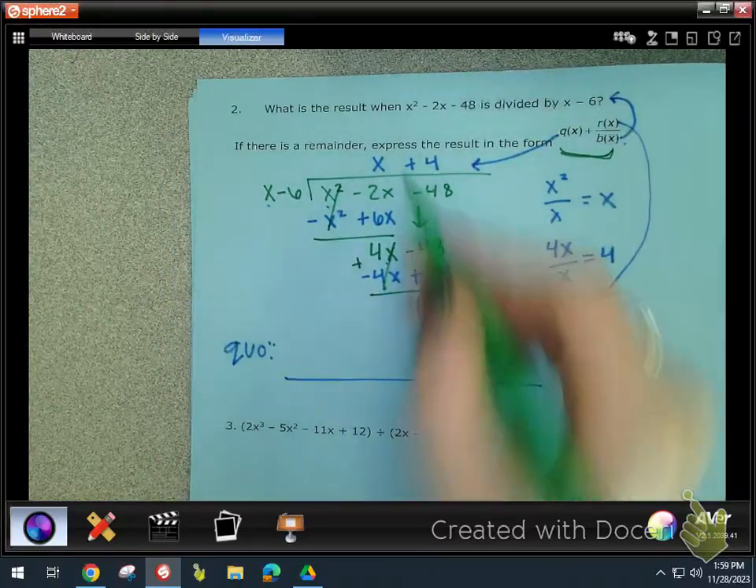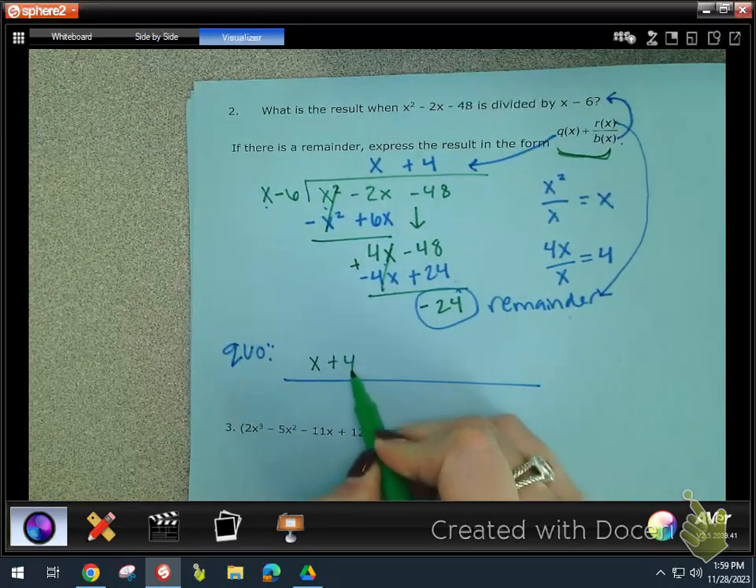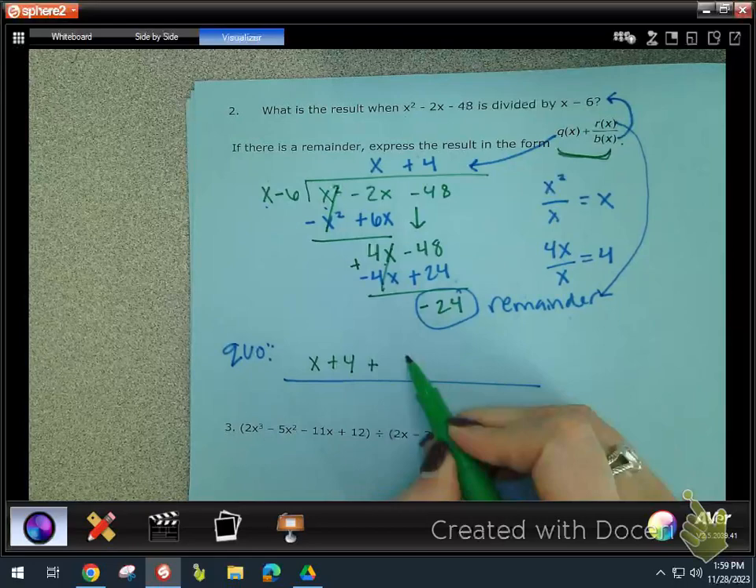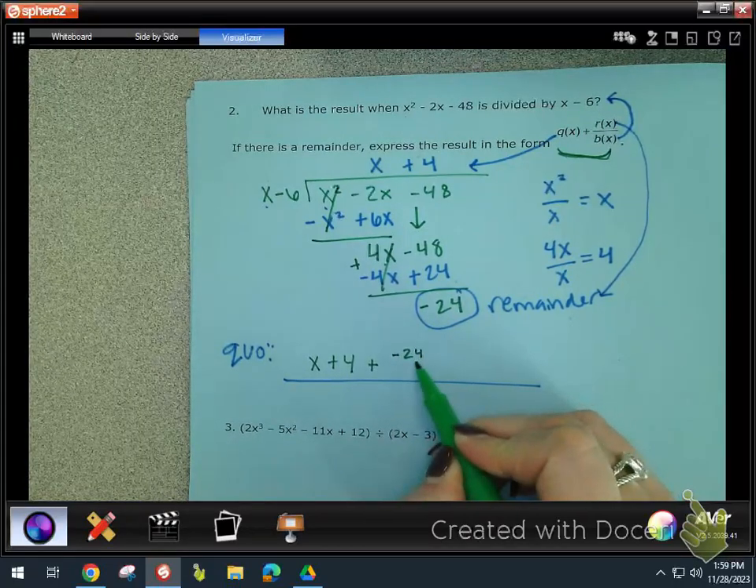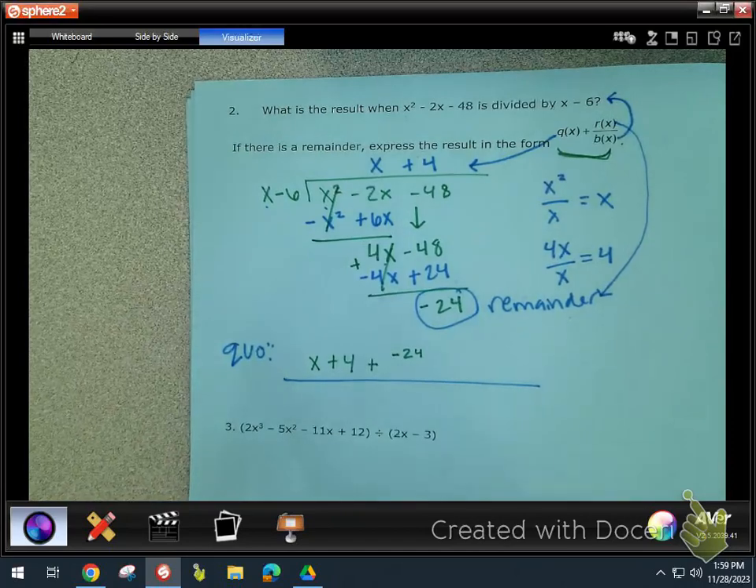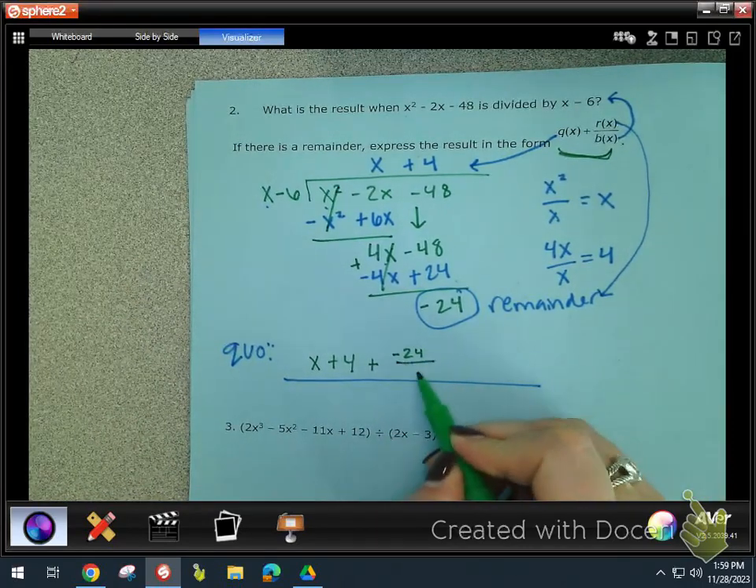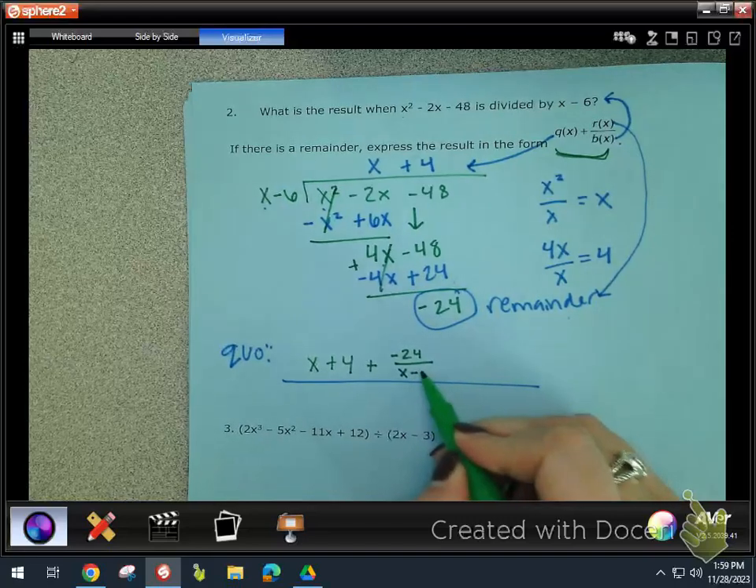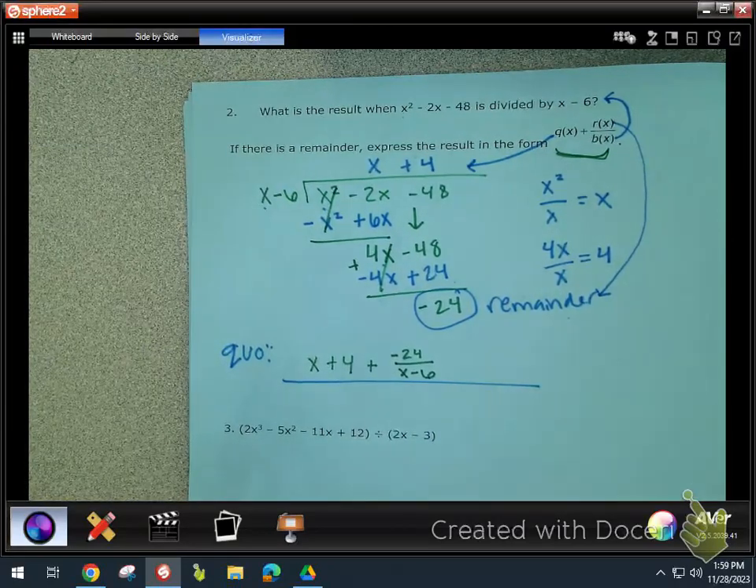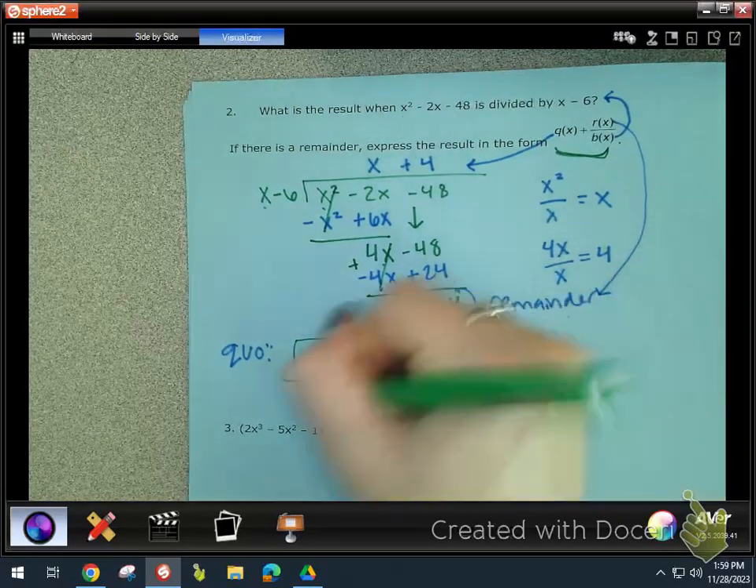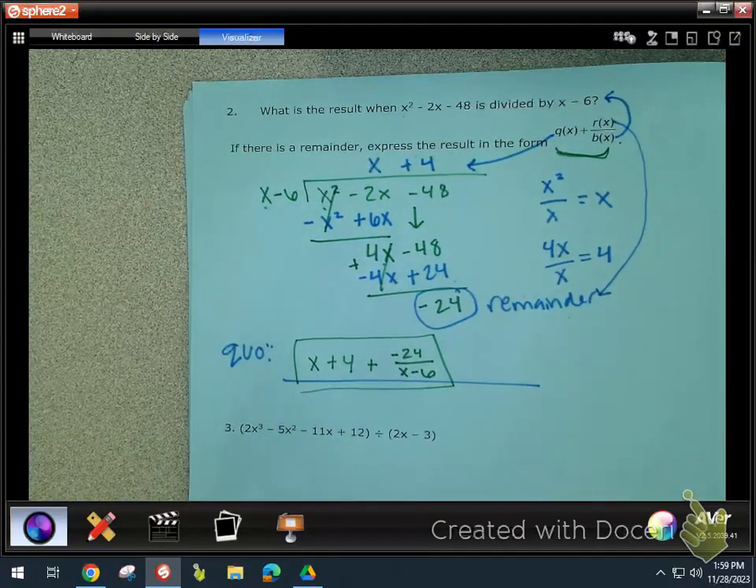You're going to write what's at the top, x plus 4, plus the remainder, which is negative 24. You could put a minus. I always put plus and then negative, but you could put a minus sign right here, over the divisor, which is x minus 6. And that's the answer. It looks kind of yucky with a remainder in your answer, but that's how you do it. Remainder over divisor. Your remainder can be a number or an expression. By the end of this, we're going to see some where your remainders are expressions with more than one term. So that's possible as well.